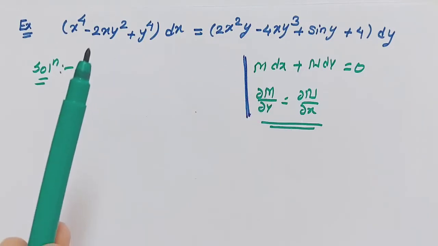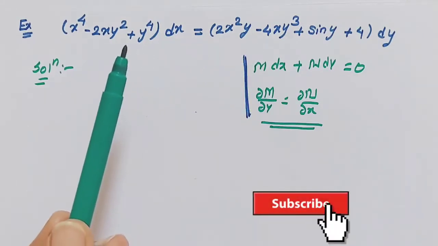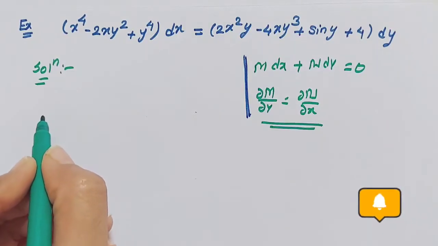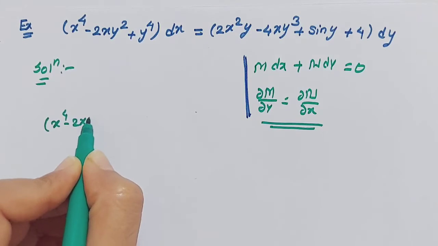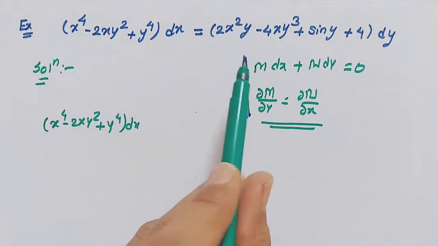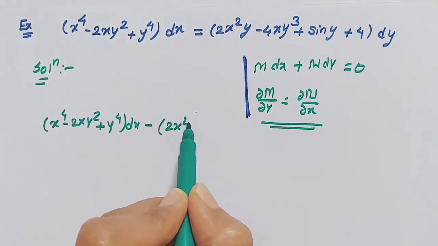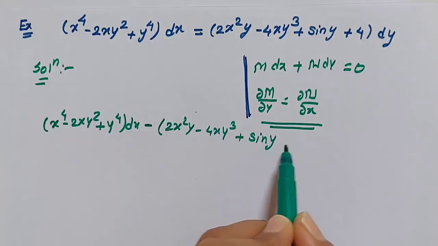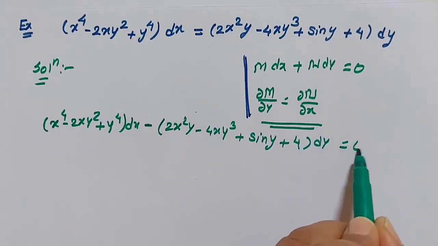Now here we have been given this differential equation and we test whether it is exact or not. So we use this condition. For that I just rewrite this equation, that is, (x^4 - 2xy^2 + y^4) dx. If we shift this bracket to the left hand side, then it is minus (2x^2 y - 4xy^3 + sin y + 4) dy equals 0.